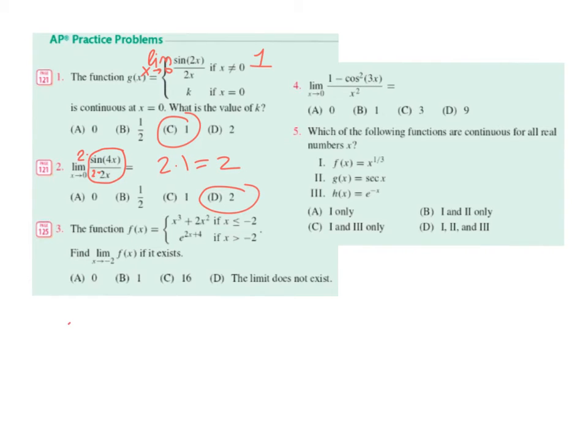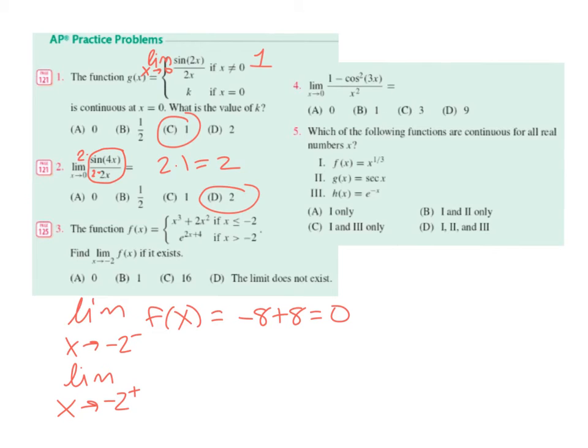Find the limit as x approaches negative 2 if it exists. From the left, the limit as x approaches negative 2 of f of x is negative 8 plus 8, which is 0. And then the limit as x approaches negative 2 from the right is e to the 0, which is 1. Since the limit from the right and the left are not equal, the limit does not exist.